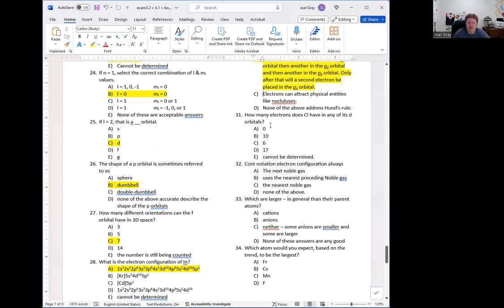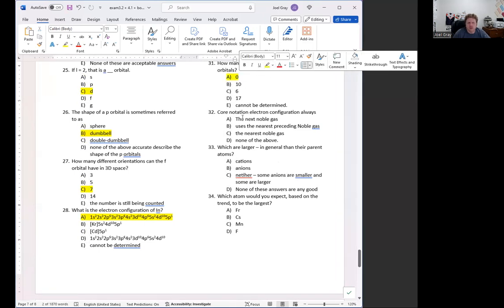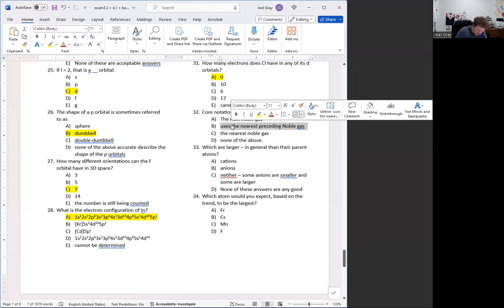Number 31, how many electrons does Cl have in any of its d orbitals? Okay, Cl has 0 electrons in the d orbitals. So number 32, core notation, electron configuration, always uses the nearest preceding noble gas. So B is the correct answer for 32.